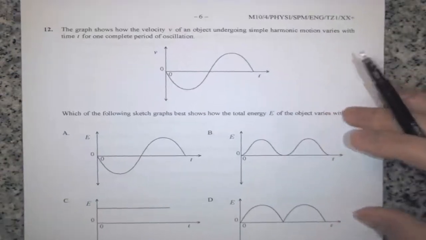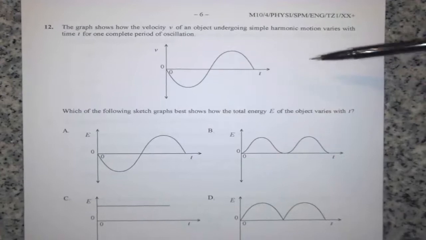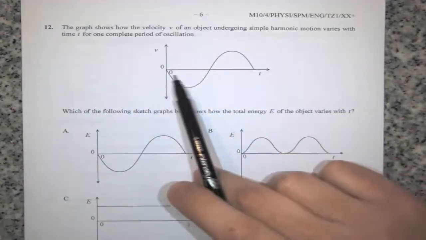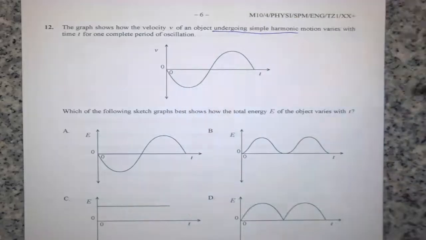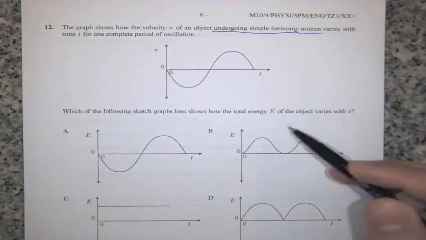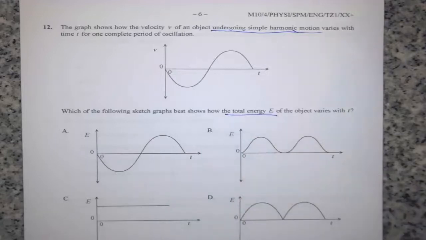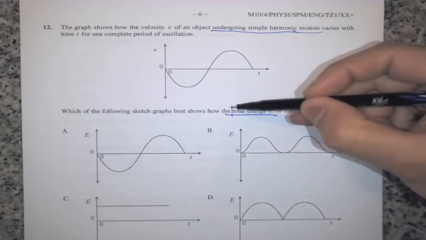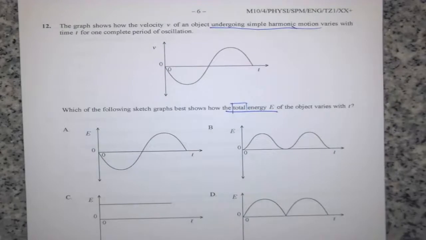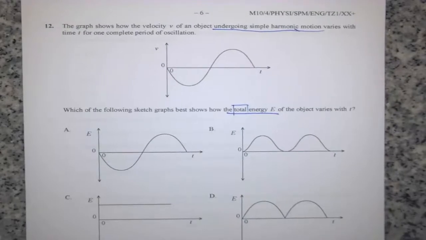Now, let's see another similar one, tricky again, the number 12. So what do you have here? Here you have a graph that shows the velocity of an object that undergoes simple harmonic motion. And then it asks which graph represents the total energy. Anytime that you see this word total in front of energy, then you know that you talk about the total energy of the system, and this needs to be constant during the whole motion. So you have only one choice here.